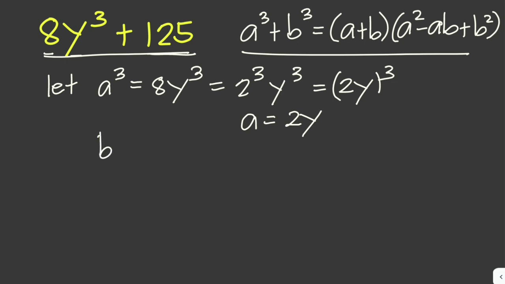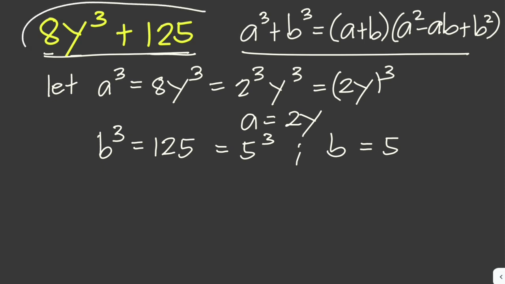And then we let b cubed be 125, or 125 as b cubed. And then 125 can be written as 5 cubed. Therefore, b here is equal to 5. And now we can write 8y cubed plus 125 in this pattern.